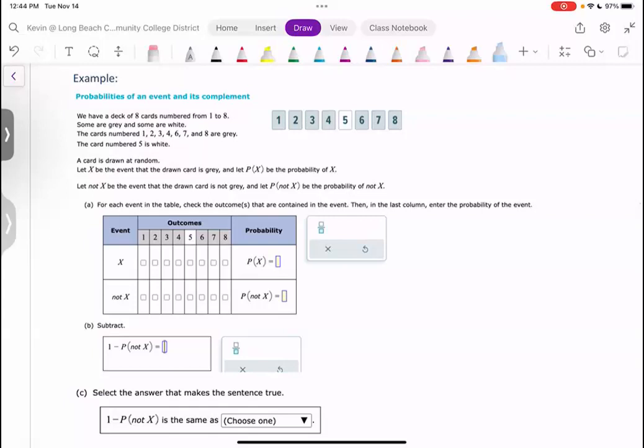So let's talk about event X. Event X is the event that the card drawn is gray. All right, so we have here, here, here, here, here, here, and here. That is 7 out of the 8 are gray. Not X, there's only 1 out of the 8. Now, 1 minus probability of not X, that's 1/8, is 7/8.